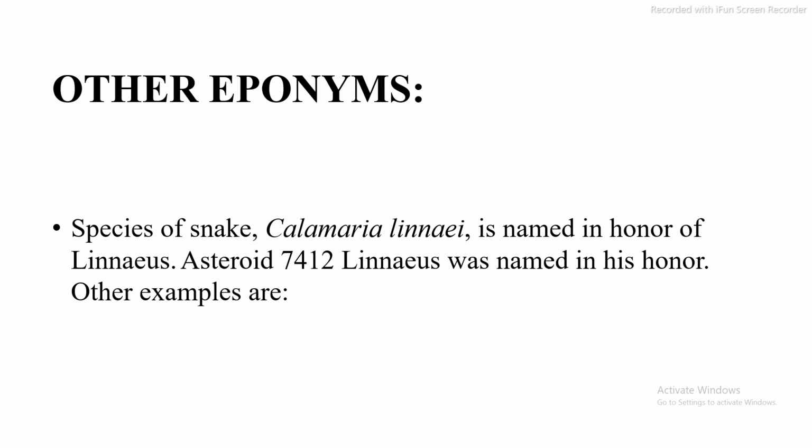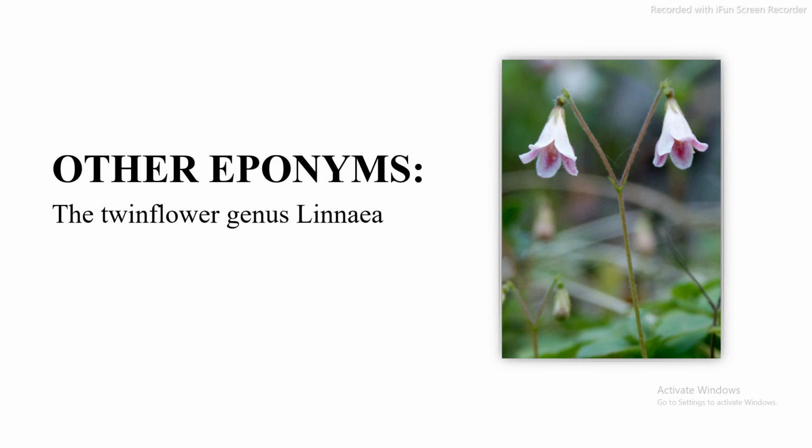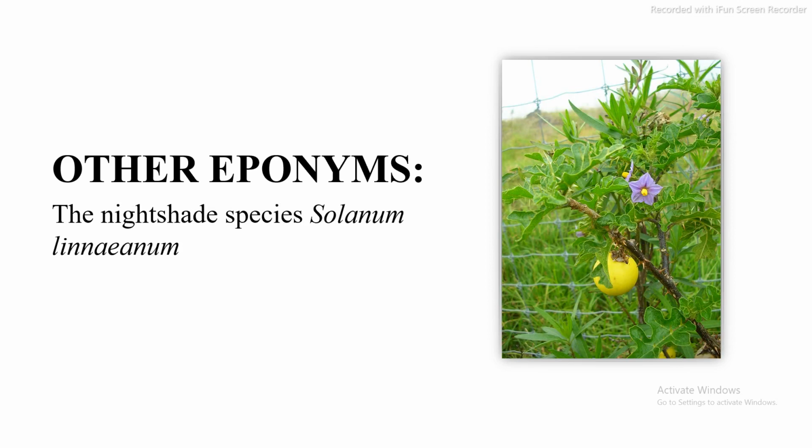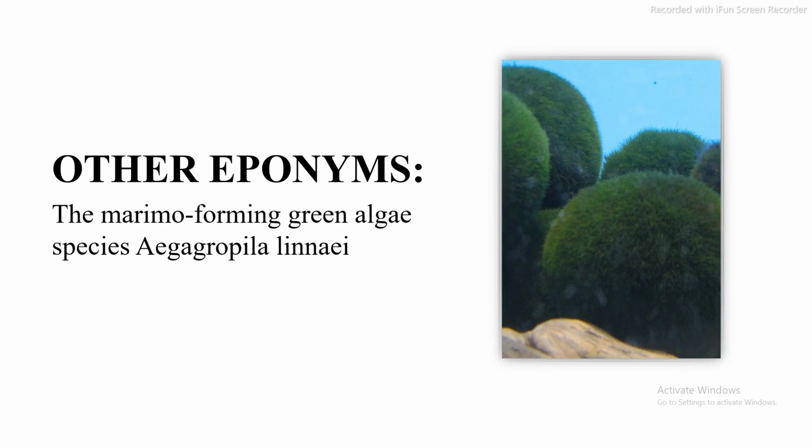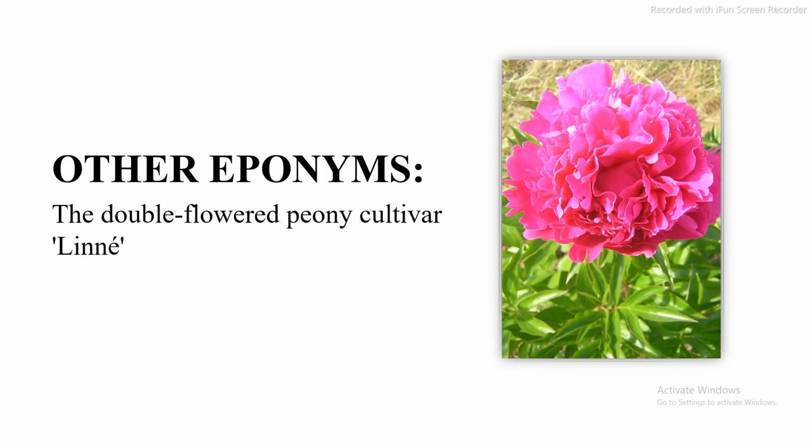Other eponyms. The snake species Calamaria linnaei is named in honor of Linnaeus. Asteroid 7412 Linnaeus was named in his honor. Other examples are the twin-flowered genus Linnaea, the nightshade species Solanum linnaeanum, the marimo-forming green algae species called Aegagropila linnaei, and the double-flowered peony cultivar Linn.